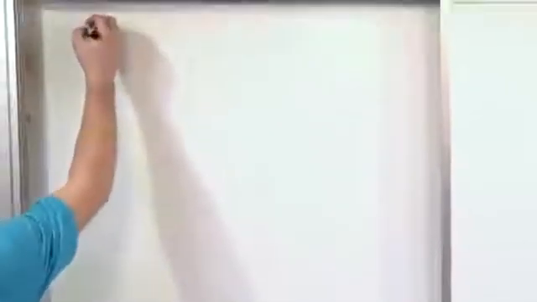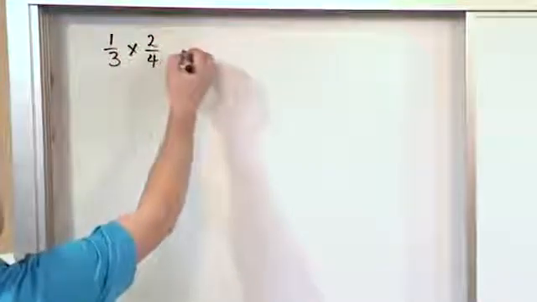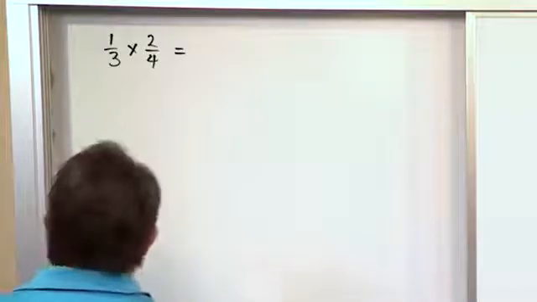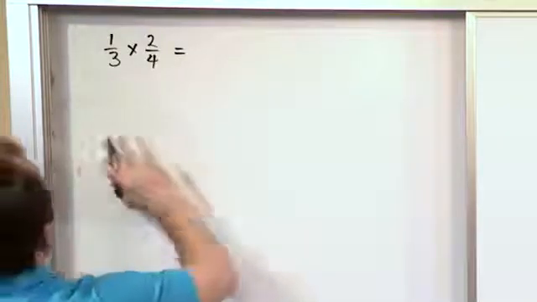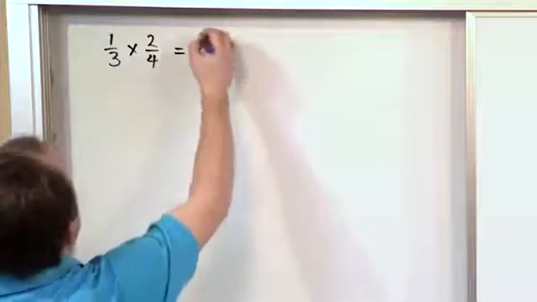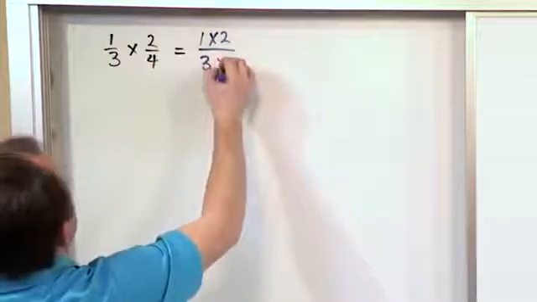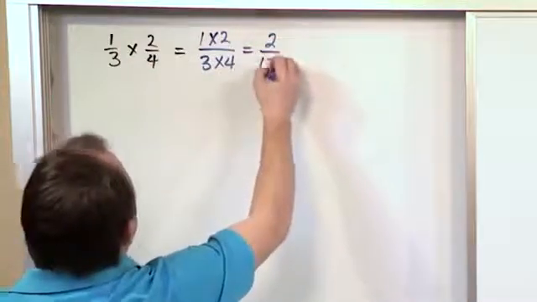So let's say we have 1/3 times 2/4. So this is a set of fractions. By now you should know that really all you care about is multiplying the top and multiplying the bottom. You do not care about any kind of common denominator when you're multiplying fractions. So you have 1 times 2, and on the bottom you have 3 times 4. 1 times 2 gives you 2, 3 times 4 gives you 12.